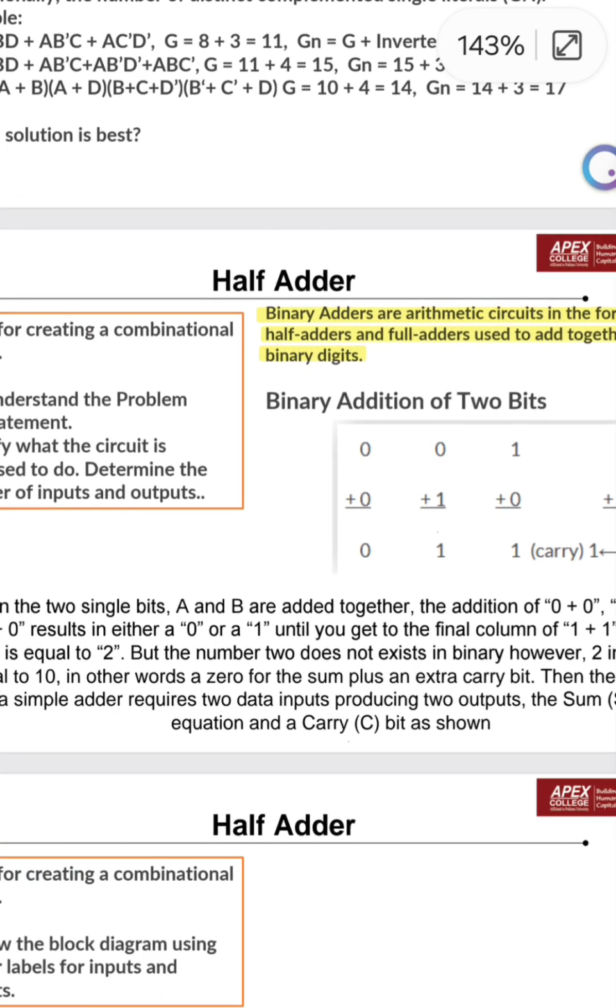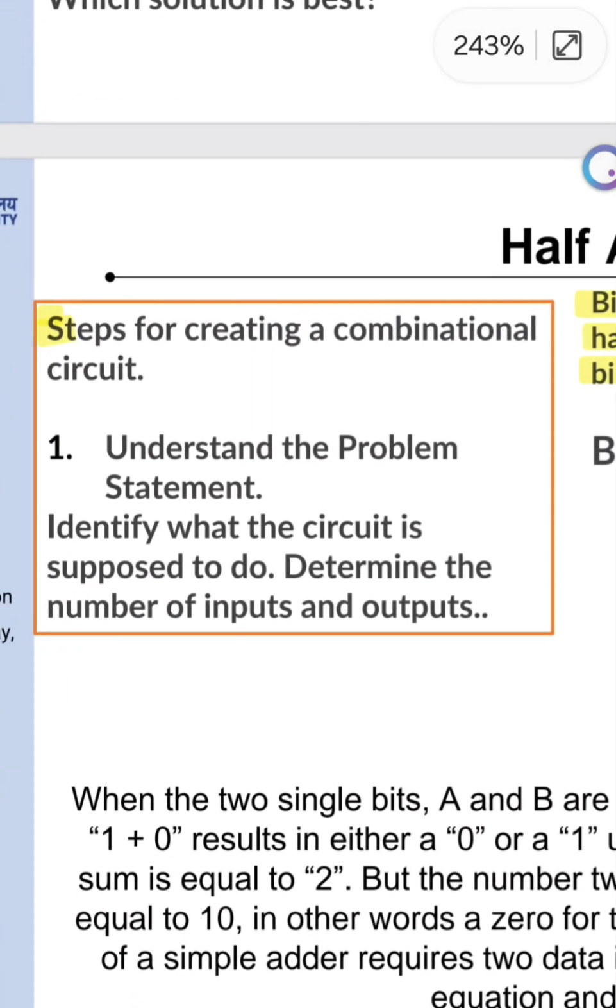We have already studied that the first step of designing a combinational circuit is understanding the problem. So here the problem is to add two binary bits. The first step is to identify what the circuit is supposed to do and determine the number of inputs and outputs required for that circuit. Let us move towards the second step.